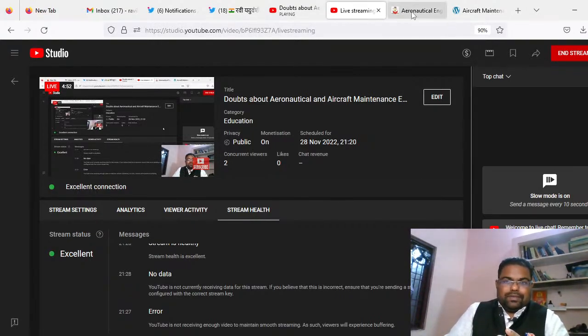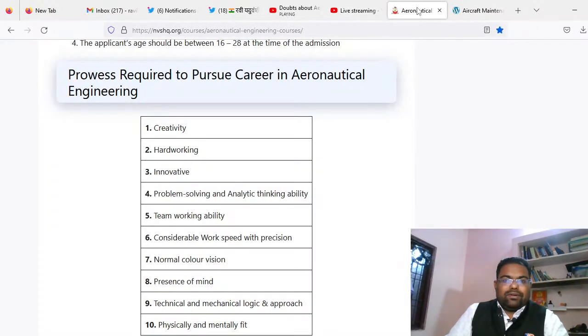So let's first start with aeronautical. As we go for aeronautical, what are the skills which are required for one to pursue aeronautical engineering? The new aspirant should have creativity, right? It must be hard working, which requires a lot of mathematical skills, right? A lot of work you have to do. He must be innovative, he must have problem solving and analytical thinking ability. He must be a team player.